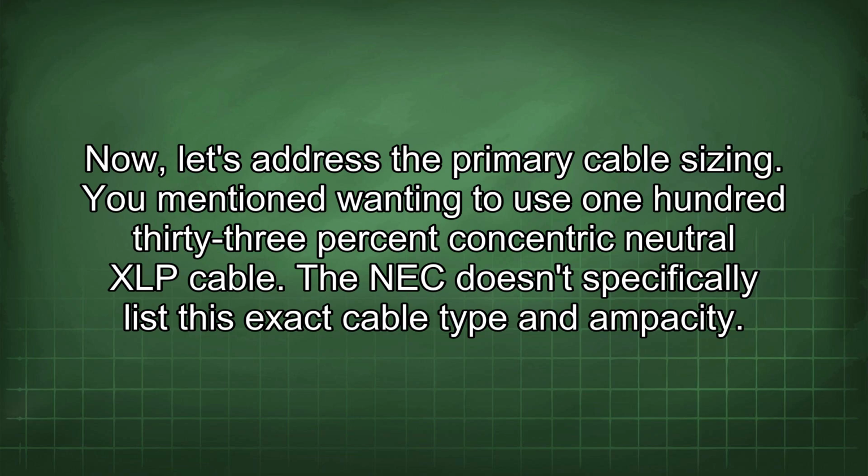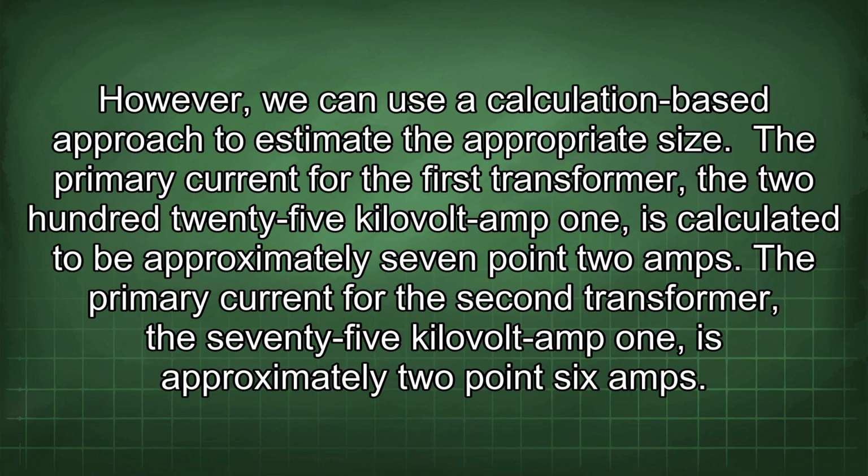You mentioned wanting to use 133% concentric neutral XLP cable. The NEC doesn't specifically list this exact cable type and ampacity. However, we can use a calculation-based approach to estimate the appropriate size. The primary current for the first transformer, the 225 kVA one, is calculated to be approximately 7.2 amps. The primary current for the second transformer, the 75 kVA one, is approximately 2.6 amps.